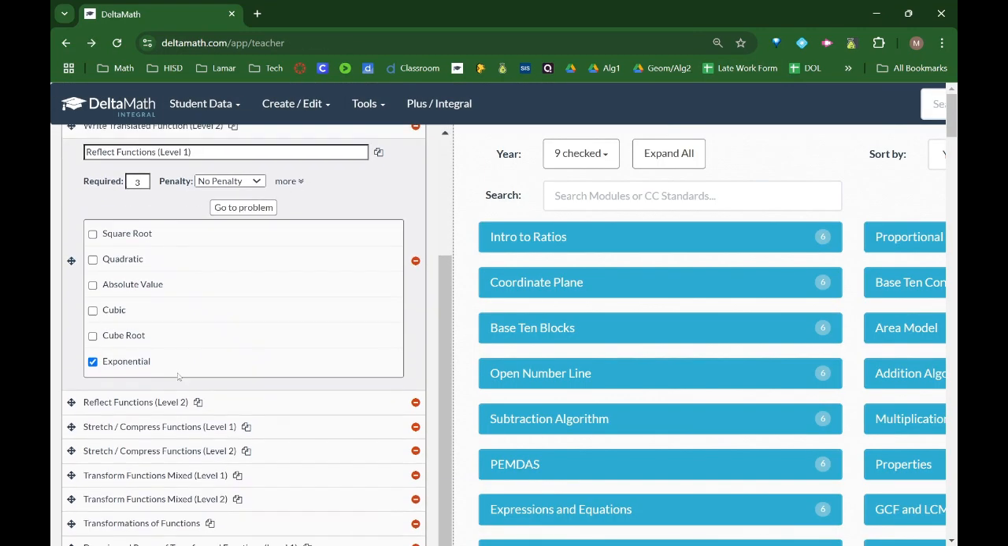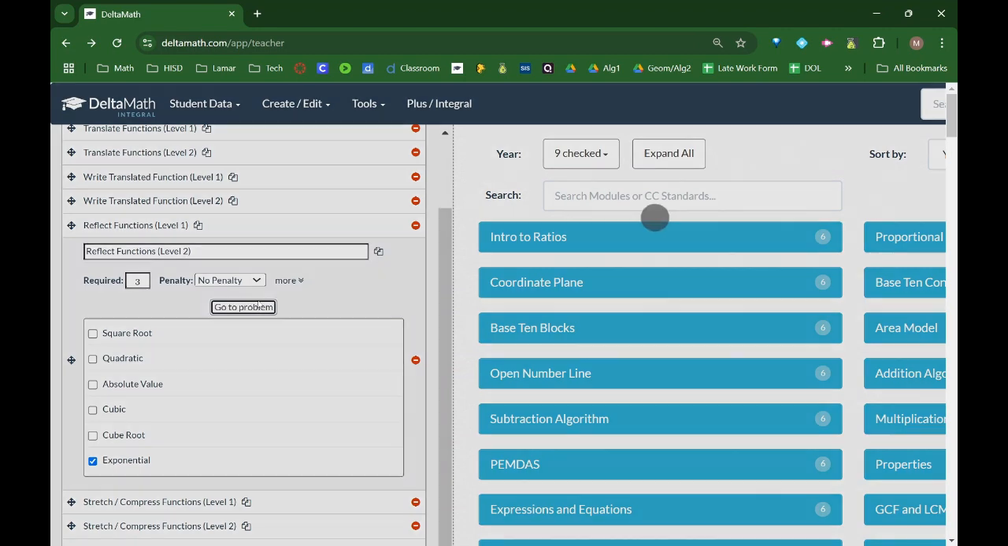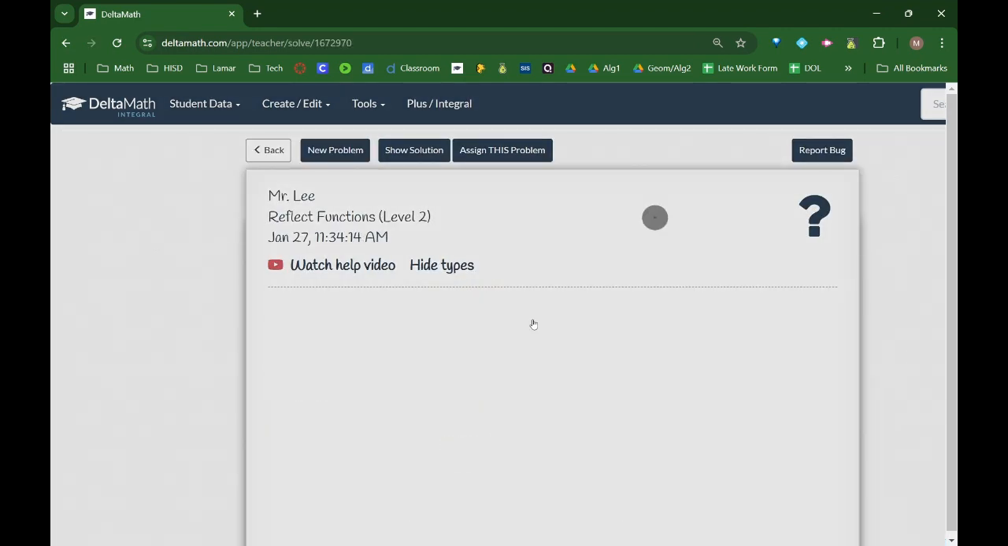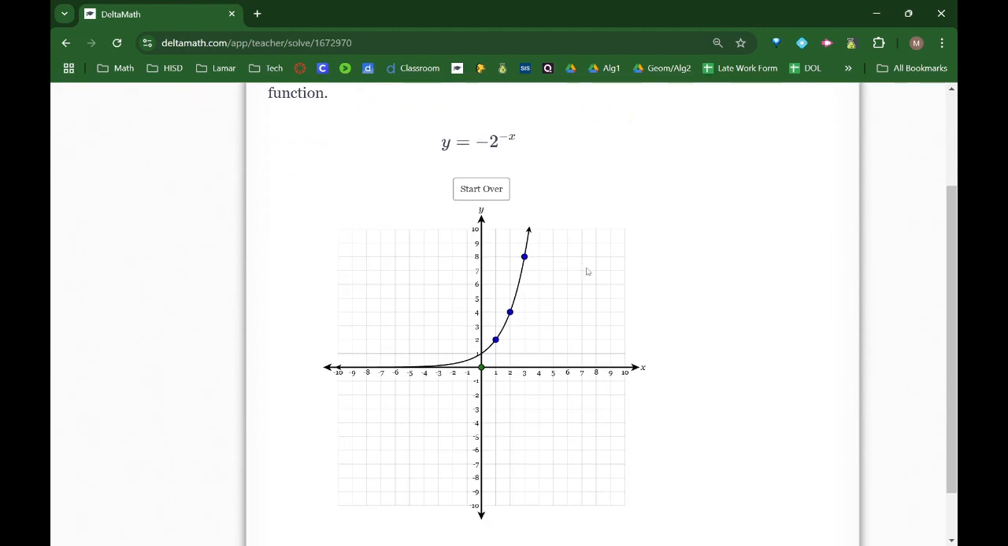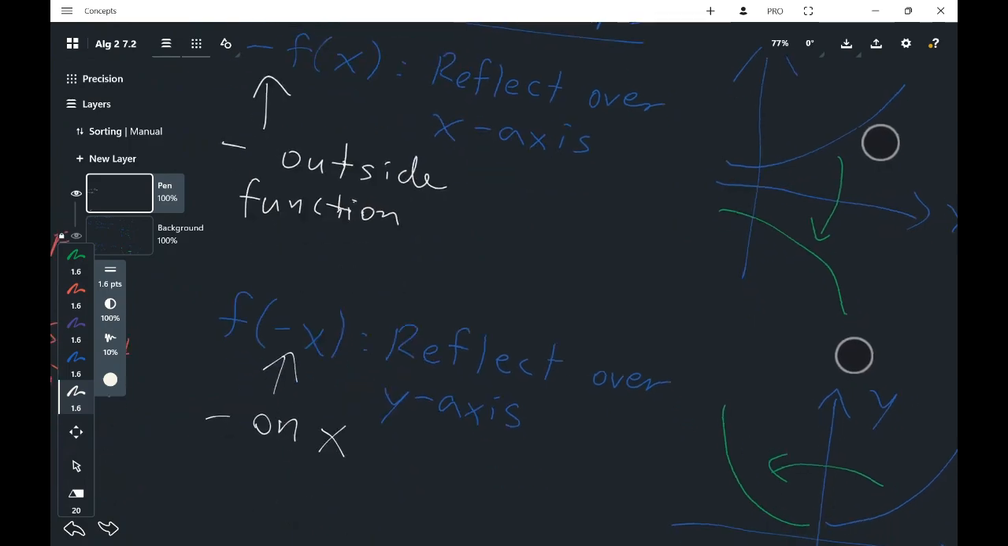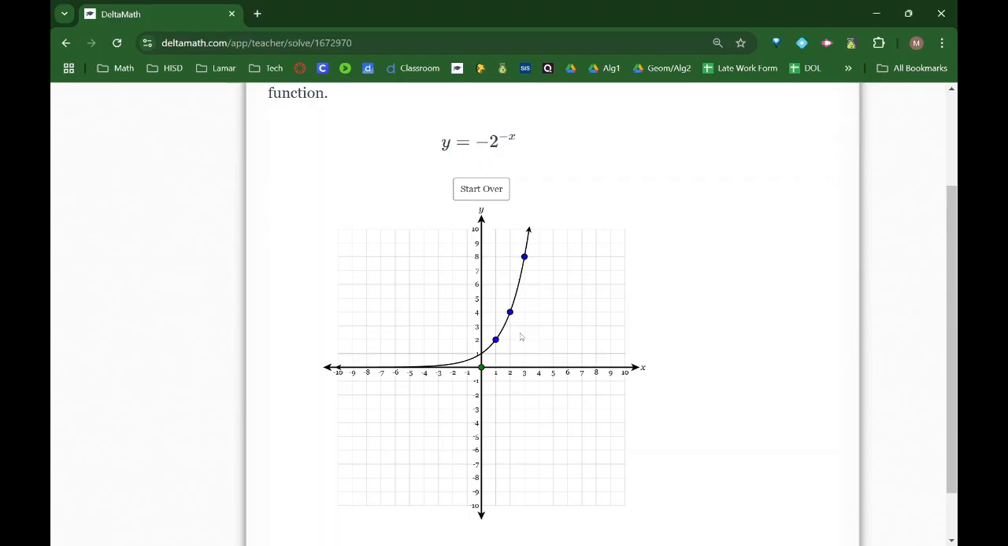Okay, so let's try level 2 here. Let's see what they'll give us. Perfect. Okay. So this one's a bit funkier, right? We start with presumably 2 to the power of x, because that's what this graph is. And then we have a negative on the outside of the function. That means we're going to reflect it over the x-axis. So let's do that now.